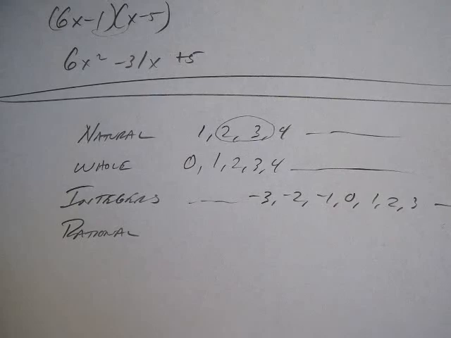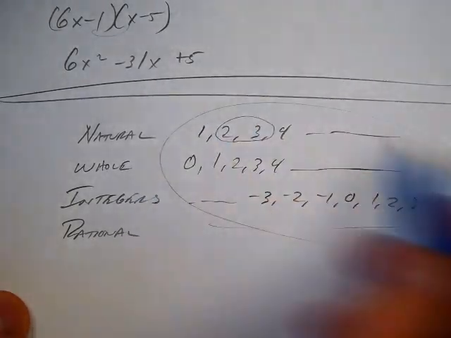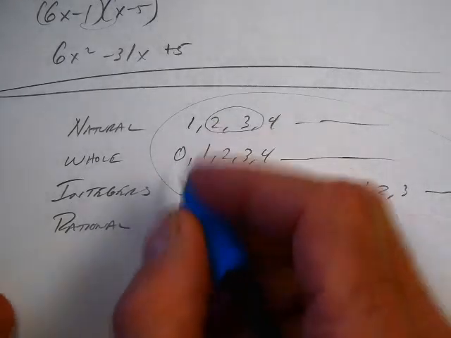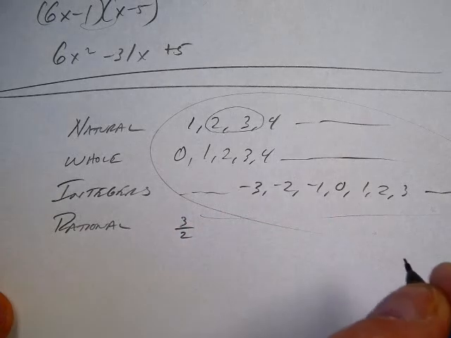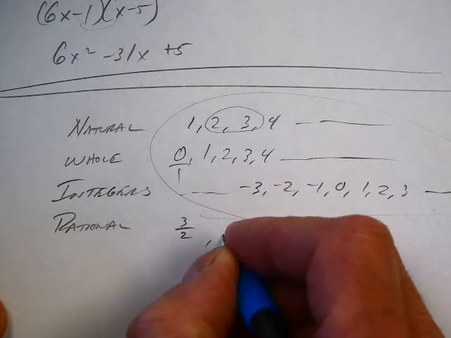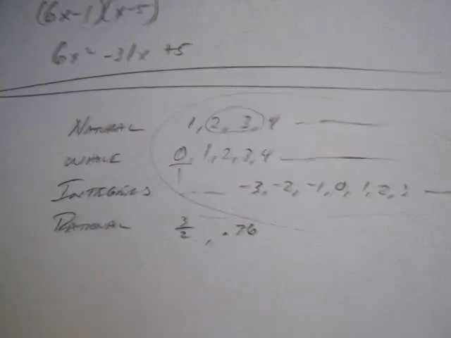Okay, these sets are kind of unique in the sense that if I say, give me a number between 2 and 3, is there a natural number between 2 and 3? No. These sets are not what's called dense, okay? Density refers to, can I find something else that's between it, okay?